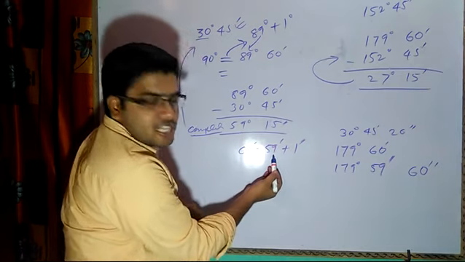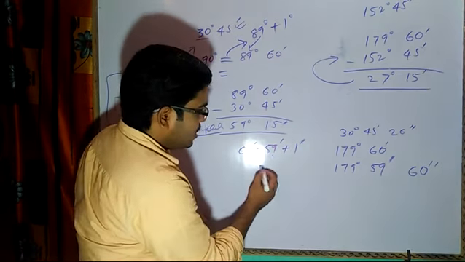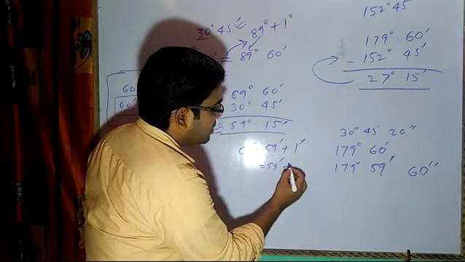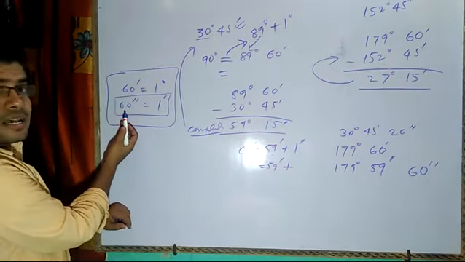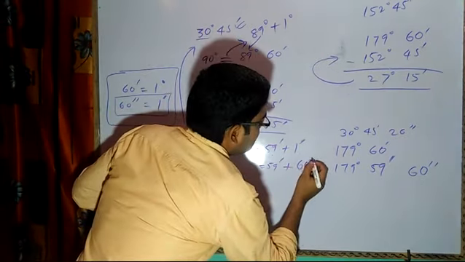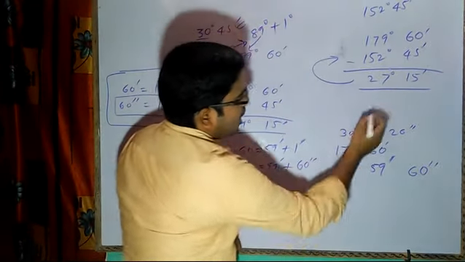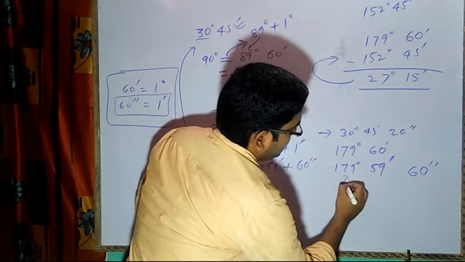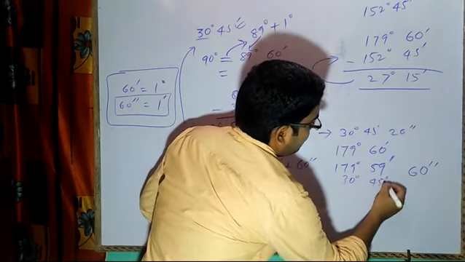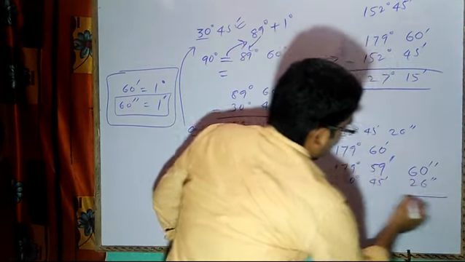60 minutes can be written as 59 minutes plus 1 minute, and that 1 minute can be written as 60 seconds. So I will write 60 seconds. That is what I have done here. Same thing. Now I have to subtract this part: 30 degrees, 45 minutes and 26 seconds.